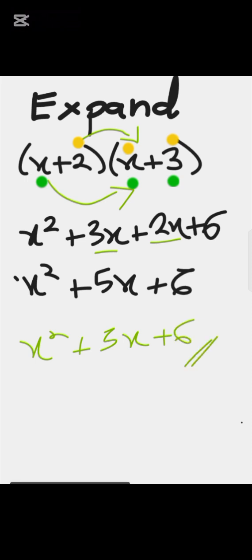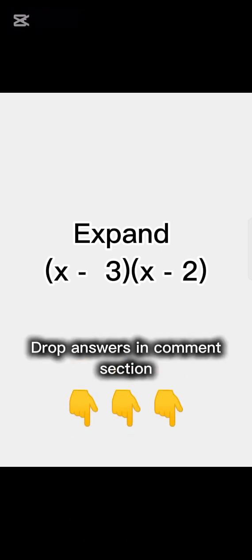So I would want you to try one example to see if you really understood what was said. So you are going to expand x minus 3 and then x minus 2.